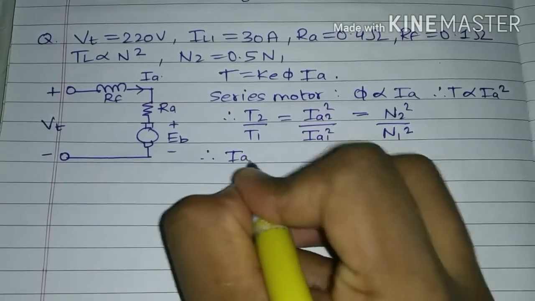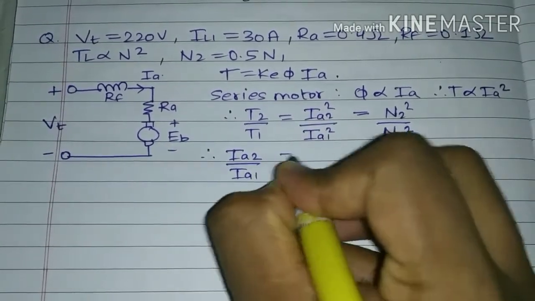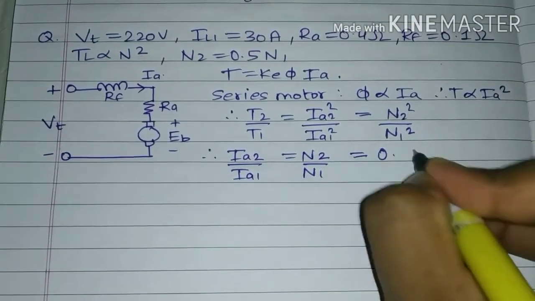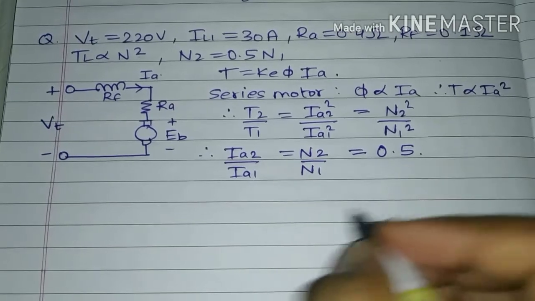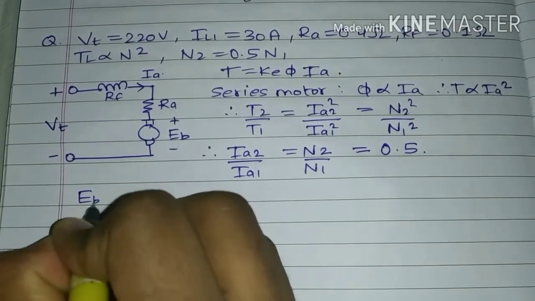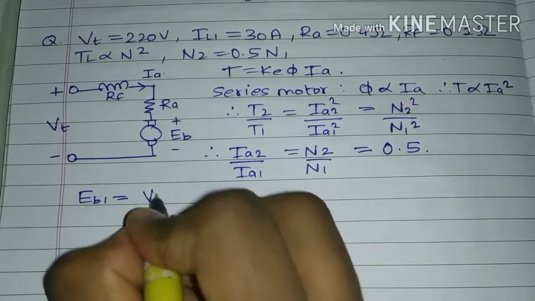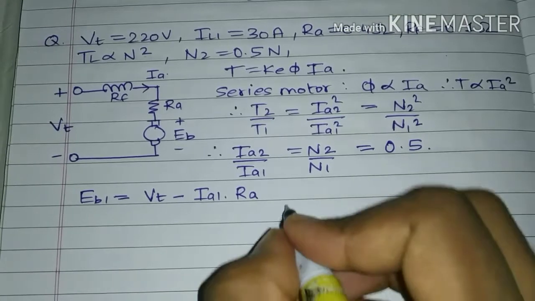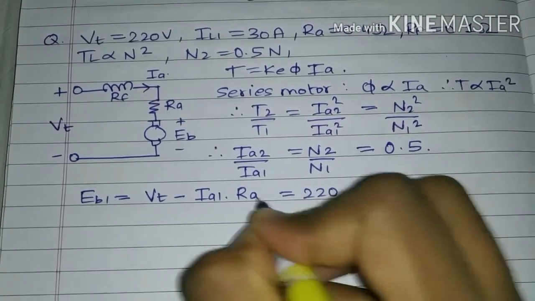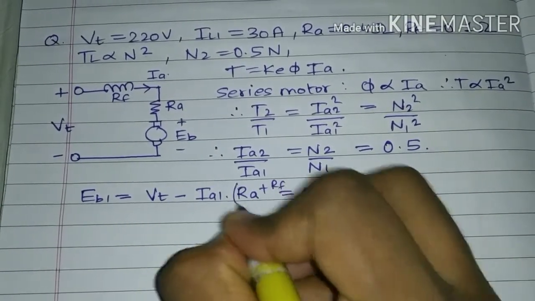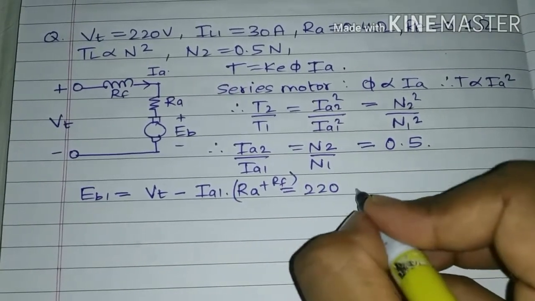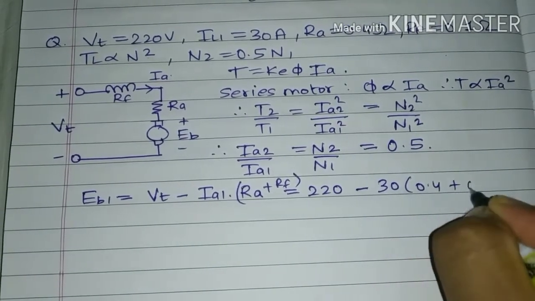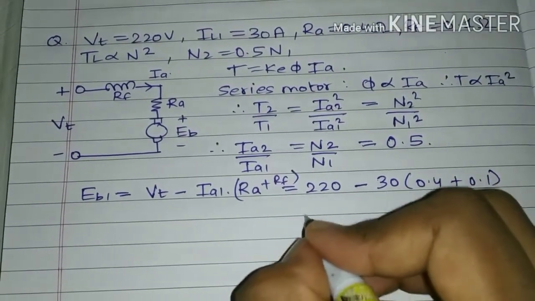Hence Ia2 upon Ia1 will be equal to N2 upon N1, which is equal to 0.5. Now by KVL we can write that Eb1 is equal to Vt minus Ia1 into Ra plus Rf, which is equal to 220 minus 30 into 0.4 plus 0.1, which turns out to be 205 volts.